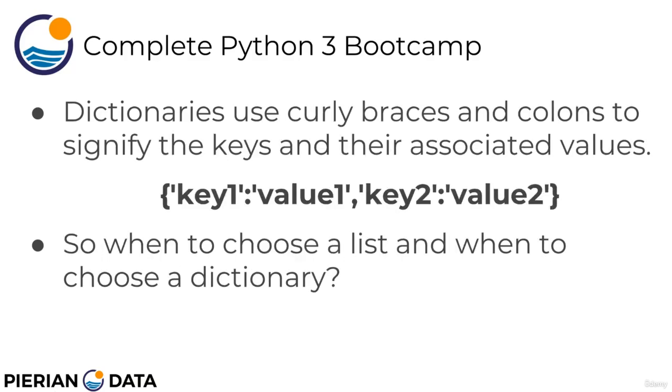And the dictionary syntax uses curly braces and colons to signify the relationships between a key and their associated values. So here we can see the curly braces, and then we have the string key, so key 1, then colon, and then whatever value is associated with that. In this case, we just have a string called value 1, and then we have a comma for the next key value pair.